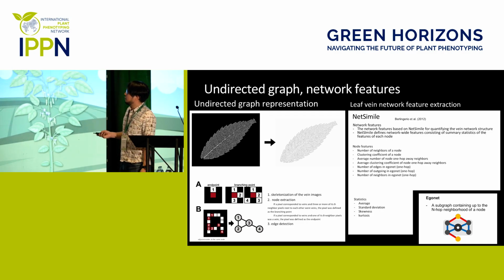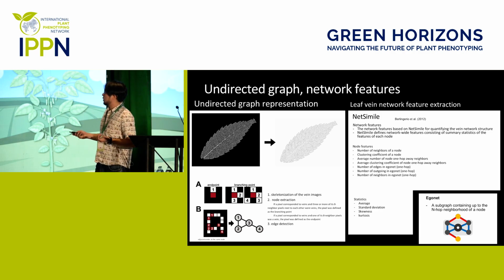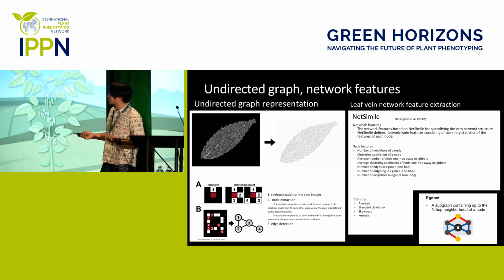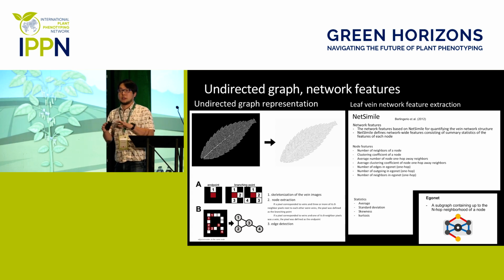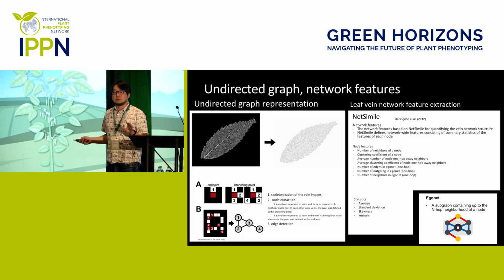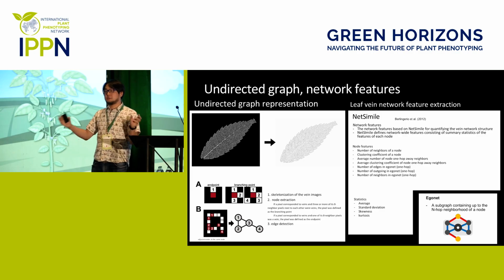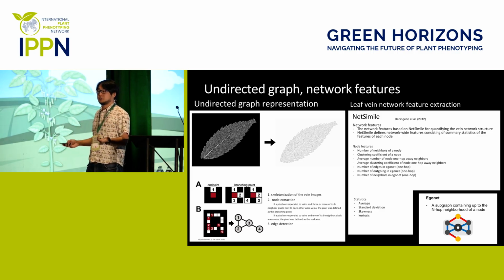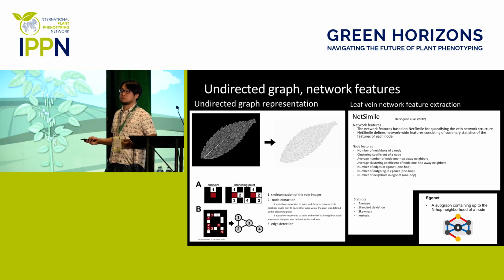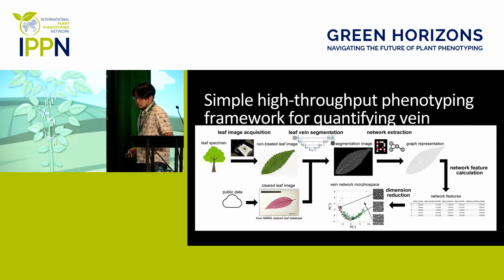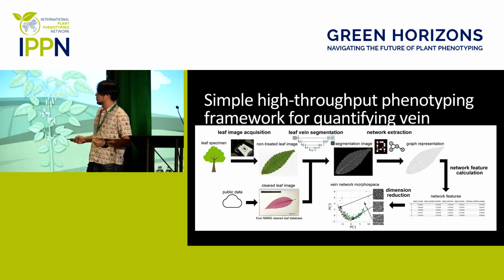Finally, we calculate the network-wide scale invariant features called NetCML. In NetCML, 7 types of node features are calculated on all of the nodes, right? Then the summary statistics of these 7 features are also calculated. Finally, we get a 28-dimension vector as a representation of this venation pattern. Okay, so that's our proposed method.